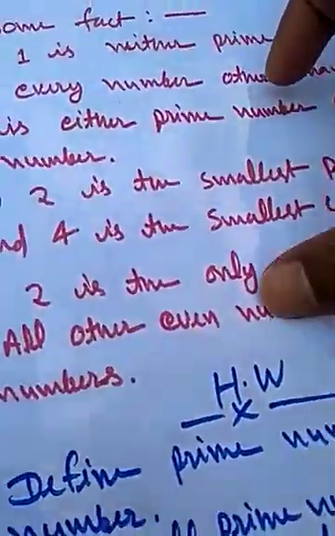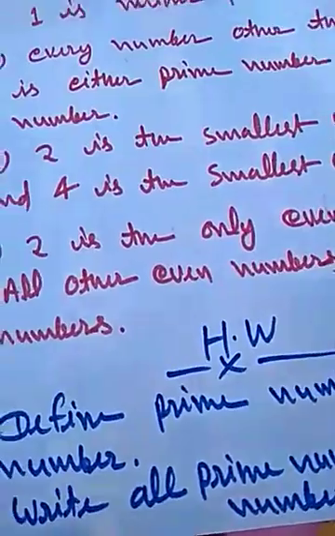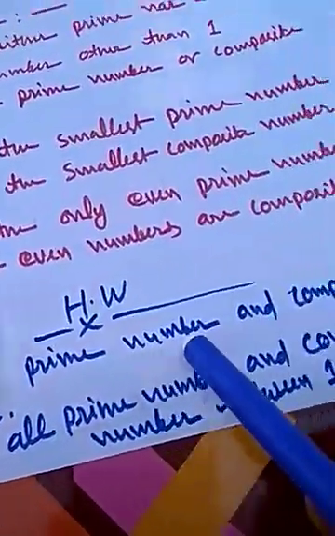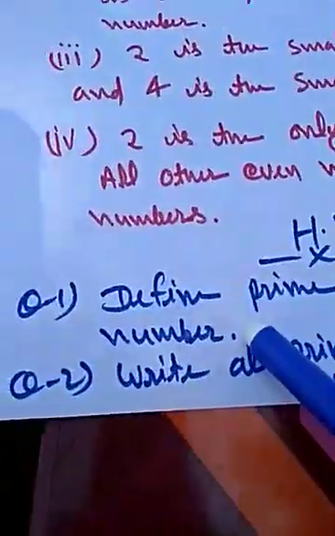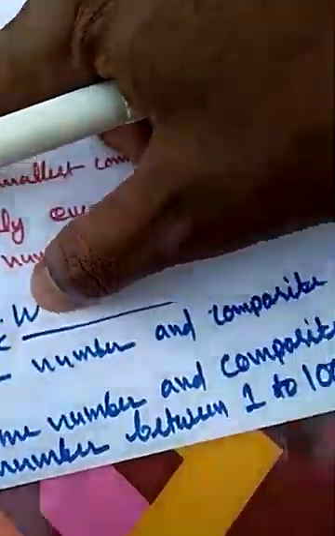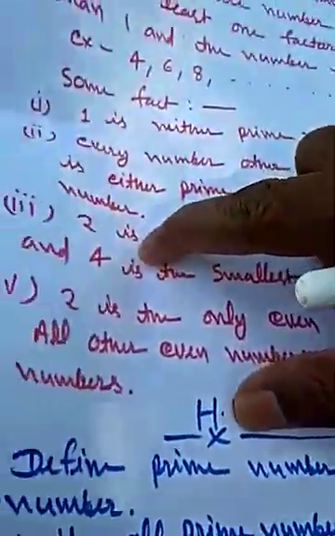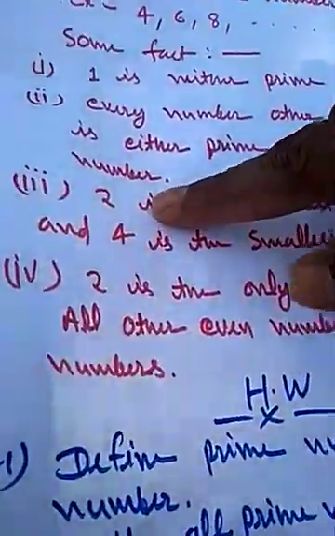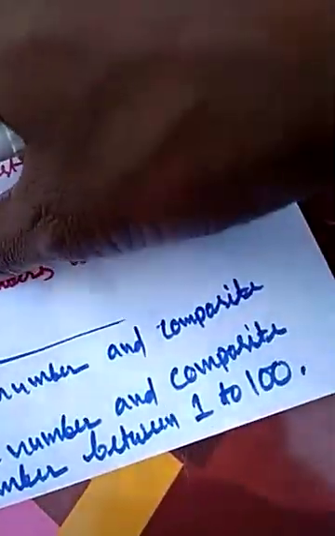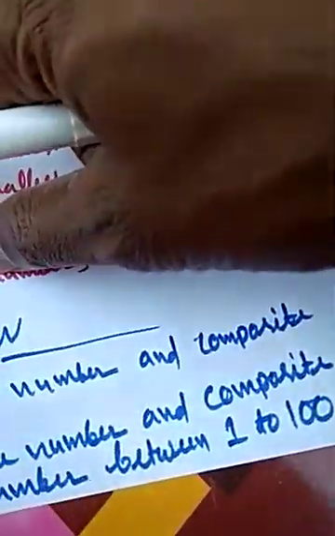Now on the basis of it, there is some homework. First question: define prime numbers and composite numbers. Question number 2: write all prime numbers and composite numbers between 1 to 100. So there are 2 questions. Define prime numbers and composite numbers. Second, write all prime numbers and composite numbers between 1 to 100.